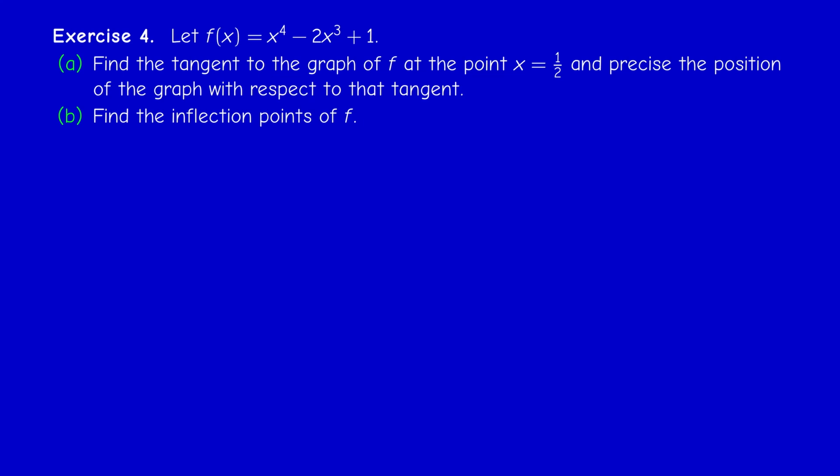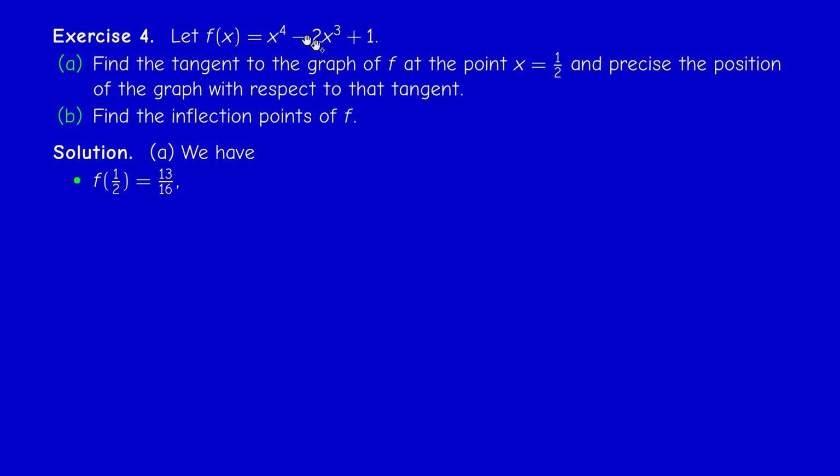Fourth exercise, just an exercise to illustrate the use of Taylor polynomials in order to determine the position of the graph with respect to its tangent and to determine the inflection points. Now, of course, I took a polynomial here. So when I do the Taylor approximation, I can get an exact result, because this is a polynomial. So if I want to, I can write this polynomial in powers of x minus 1/2, and I still get a polynomial of order 4 actually. But this is not necessary.